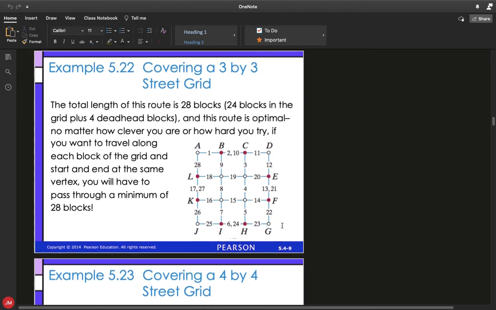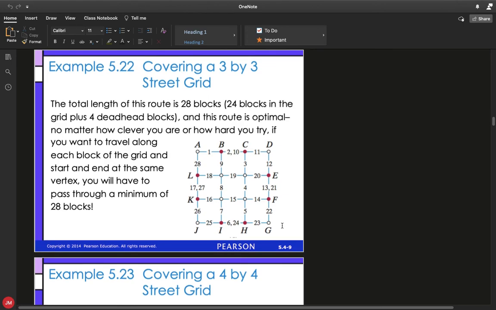Okay. So obviously when you do that, it ended up being a total length of 28, so if you did count your way all the way around, it ends up being 28 blocks that you'd have to cover. Now there are 24 blocks in the grid, plus you have an extra 4 deadhead blocks. So remember we talked about deadhead was where you were going on the same path more than once. So those 28 blocks are the original 24 plus an extra 4.